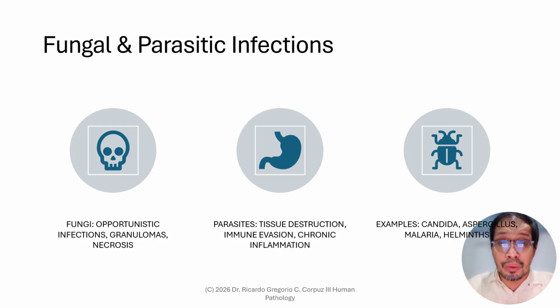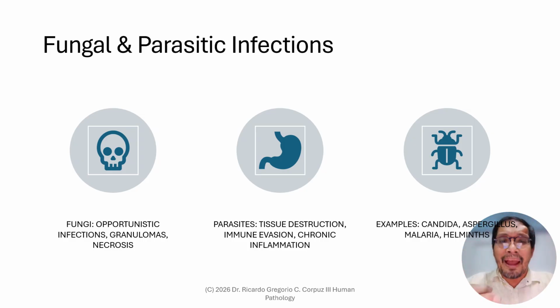Parasites include protozoa and helminths, each producing a distinct pattern of injury. Tissue destruction: the Plasmodium destroys red blood cells, leading to anemia and microvascular obstruction. Entamoeba histolytica causes flask-shaped ulcers in the liver and abscesses.